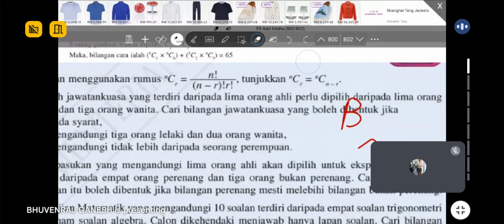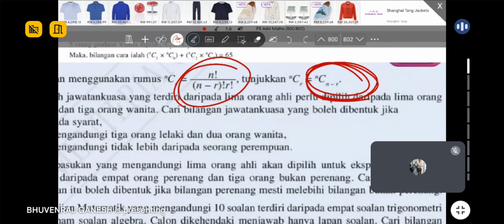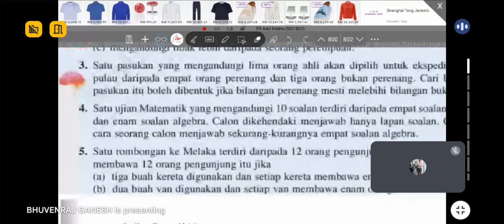Okay, so how do we modify this formula, guys? NC(n minus r). Looks very complex, right? But again, use back the formula given, which is the basic one. So over here, NC(n minus r), basically you can see over here.